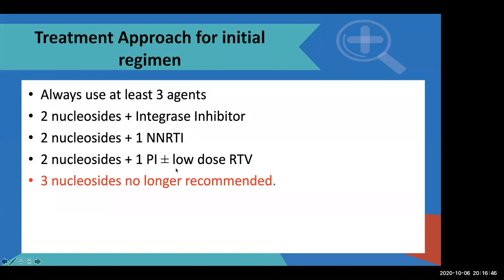And then if you look at our second line regimen, it also has two nucleosides, right? Which is zidovudine and lamivudine. And we combine that with a protease inhibitor, lopinavir, ritonavir. In South Africa, we do not recommend the use of any regimen that does not have two nucleosides and a choice between your integrase inhibitor or your non-nucleoside reverse transcriptase inhibitor or your PI.